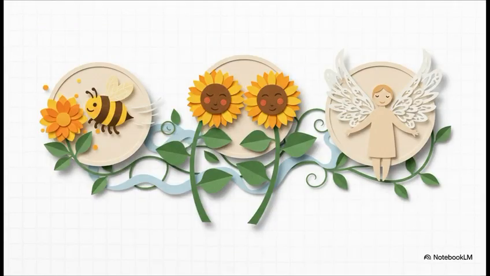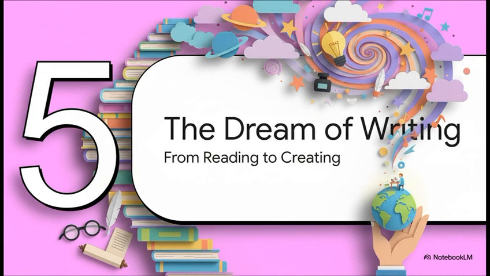And then the lesson gets reinforced with even more examples from the text. As busy as a bee, sunflowers swaying like dancers. These people are like angels. Every single one paints a more vivid picture in your mind, showing students exactly why similes are so useful for a writer. So, we've gone from reading to understanding, but the journey doesn't stop there.